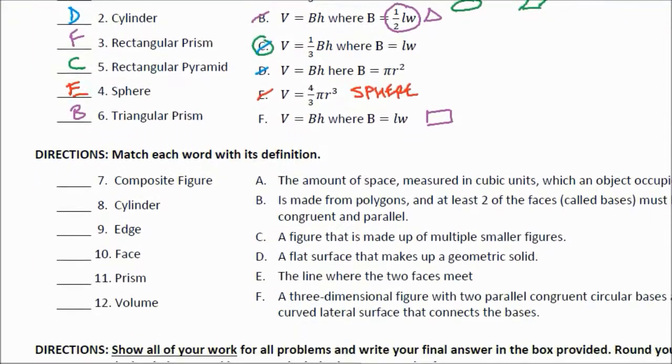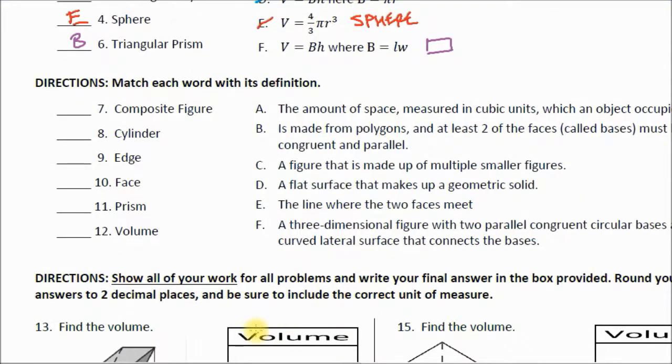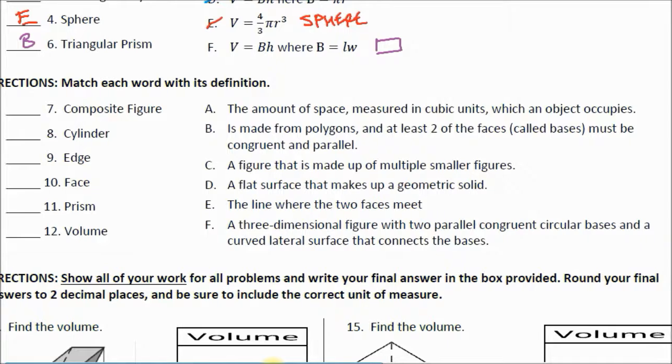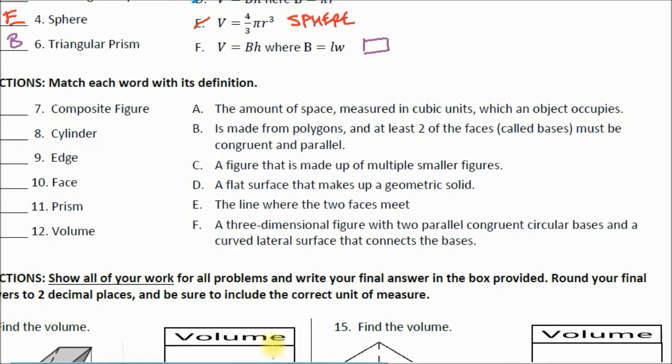Let's take a look at the next part. Match each word with its definition. All right, let's think through these. I'm going to go through the descriptions first. The amount of space measured in cubic units, so units cubed, which an object occupies, or basically what's the size of an object in units cubed. And units cubed is going to tell us its volume. So we know it's got to be volume, so I'll put A there.